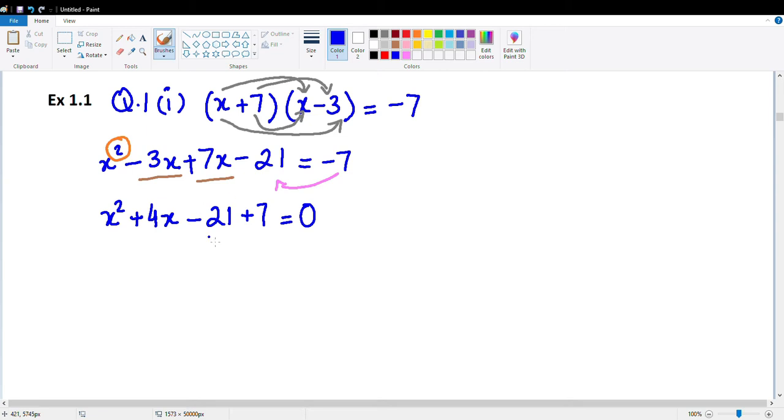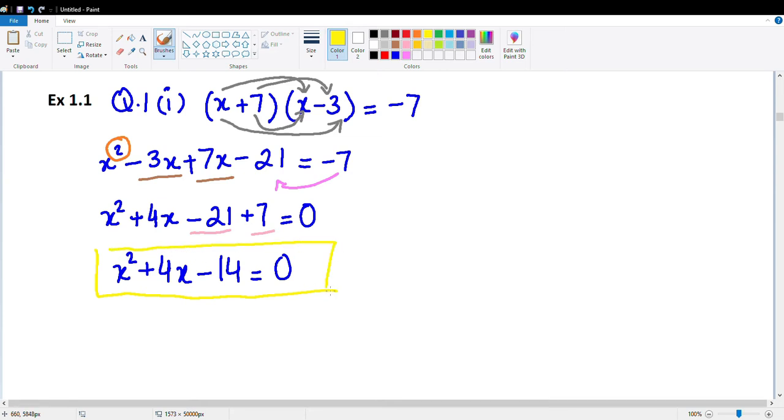Now we just need to simplify this. You can see that minus 21 and plus 7 can be simplified, so we're going to get x squared plus 4x minus 14 equals 0, as 21 minus 7 is 14. So now you can see right here, this is the standard form of our quadratic equation, and that means that step 1 is done.